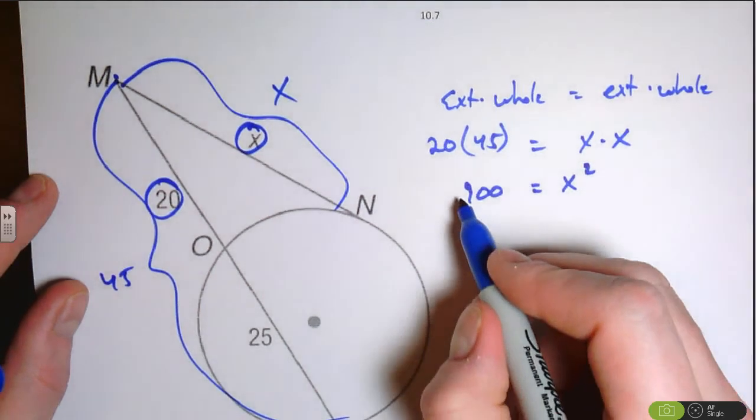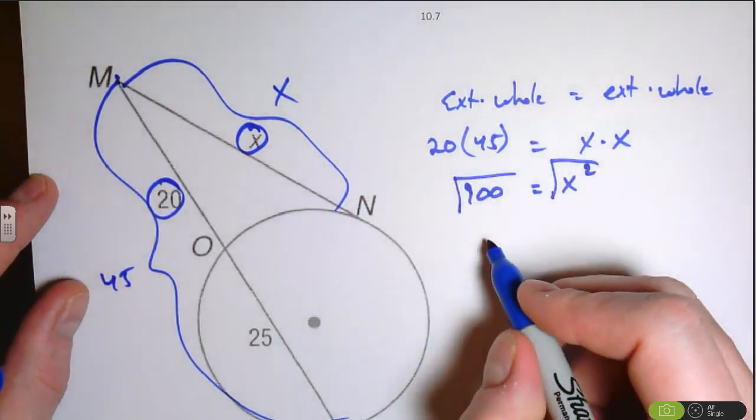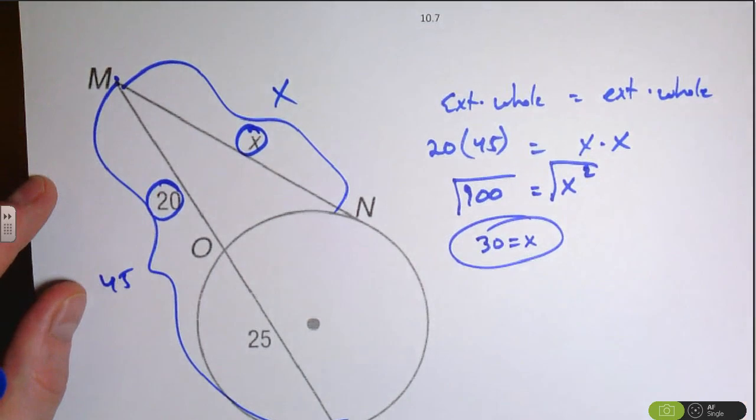900 equals x squared. Take the square root of both sides, and we end up getting 30 equals x.